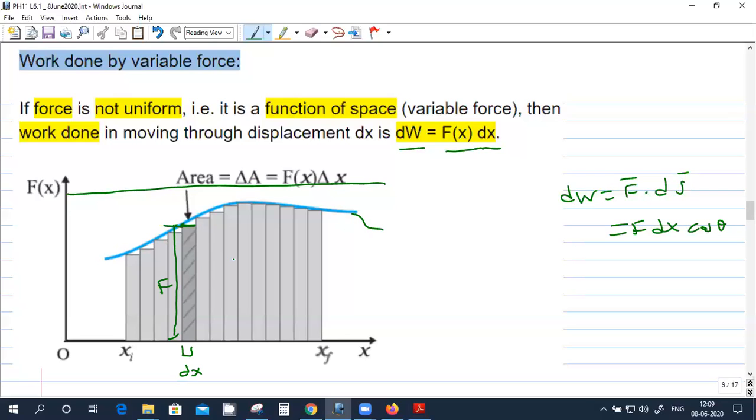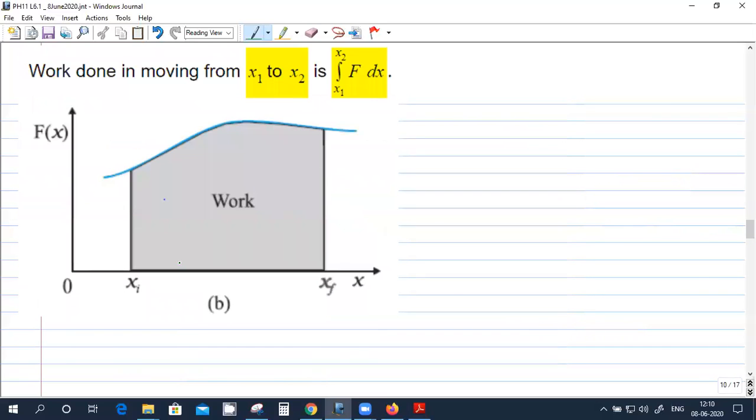Okay, so the work done in moving from some initial position to the final position is the summation of all these areas. And the interpretation of the integral of f of x dx from 1 to 2 is the area under the curve. Like the interpretation of a derivative is the slope of the curve, similarly, integration of a function is the area under that curve. So the work done to move from x1 to x2 is the integral of F dx from x1 to x2.